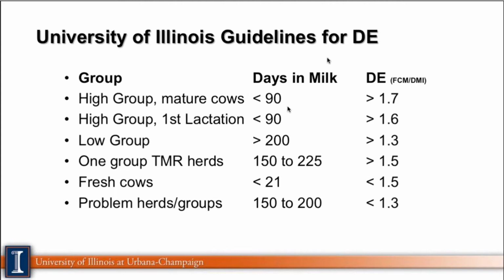So if she was a cow, for example, in a one-group TMR, like we have here at our university, where all the cows get the same diet, she should be pretty good, or even above our expectations. However, if she was a cow in a high group, mature cows below 90 days in milk, I would expect a little bit more from that cow, and I would say she's not the most efficient cow in my herd. I should try to improve some of the things, okay?